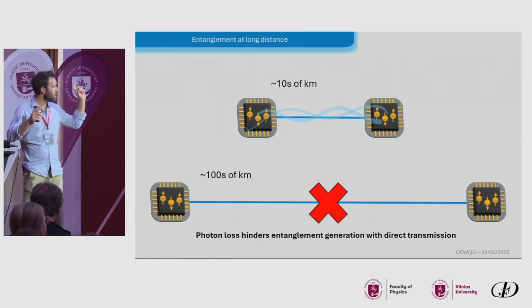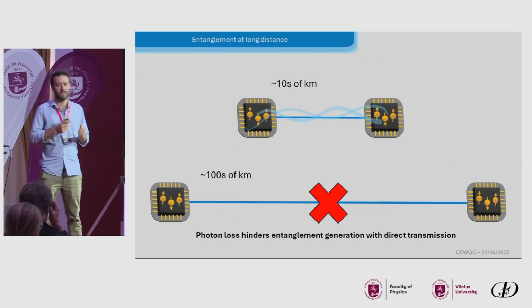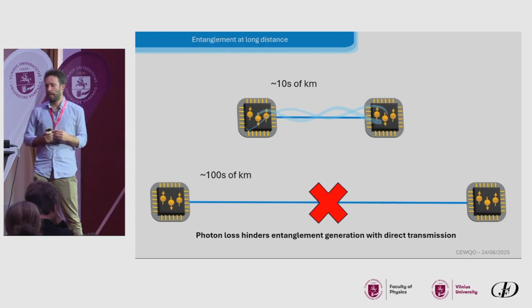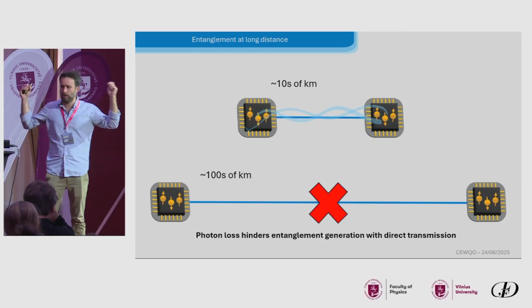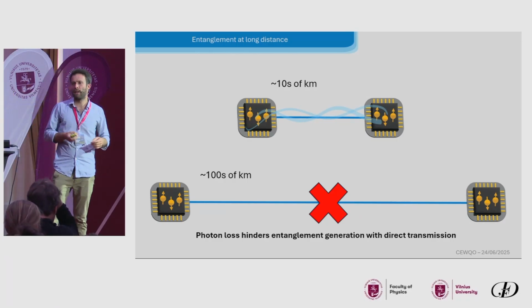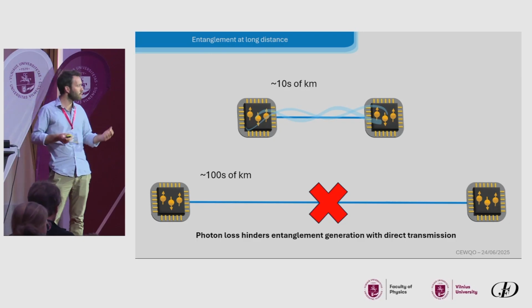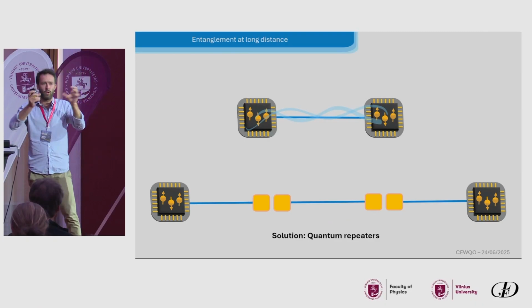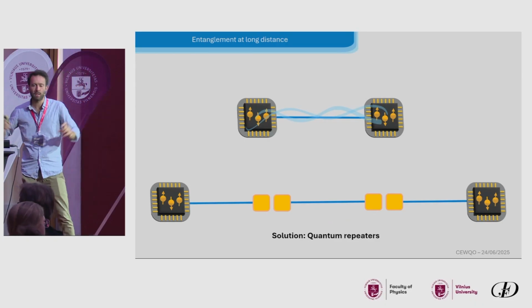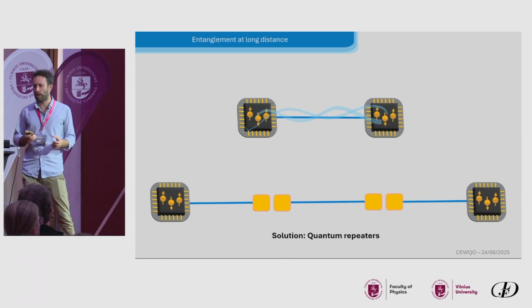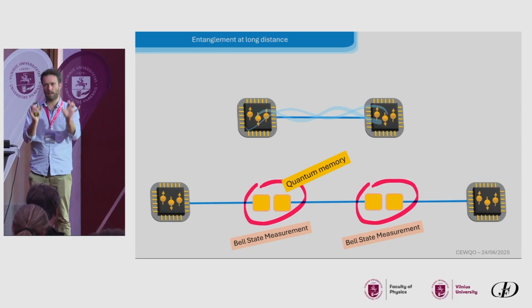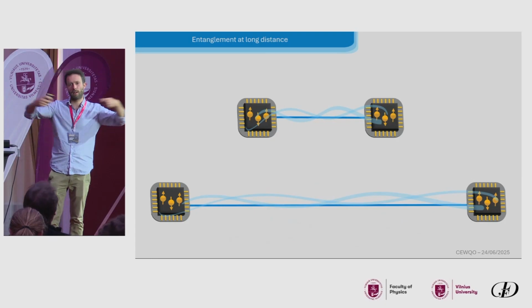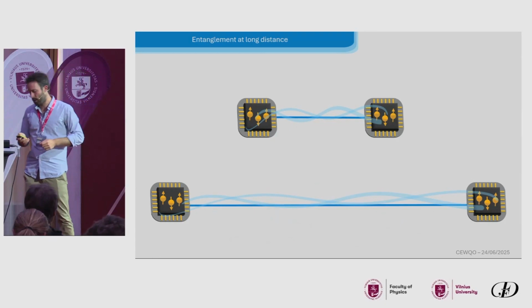Now, this framework is for direct photon transmission, which is fine if you want to do entanglement at a very short distance. But if you want to go to a very long distance, like hundreds of kilometers, this doesn't work. We already heard about it this morning. You have photon loss in the communication channel, which prevents you from doing that. So the solution is using quantum repeater schemes, where you want to break down the distance into smaller segments, and use quantum memories to take these entangled smaller segments and fuse them together with Bell state measurement and expand the entanglement between the two faraway nodes.